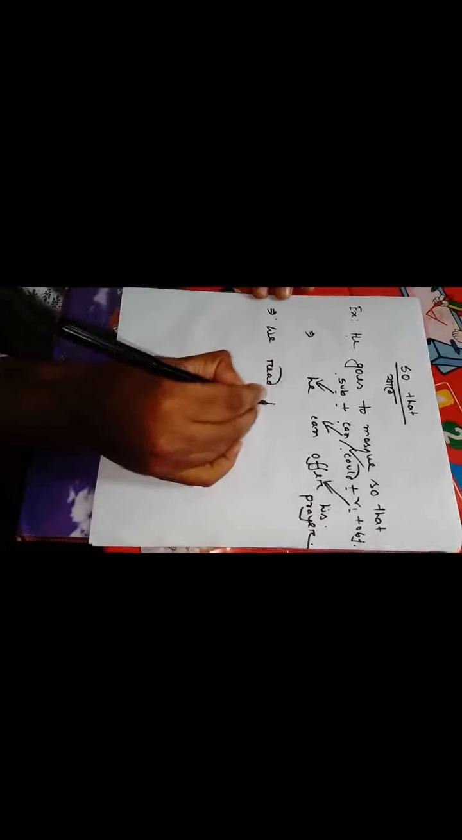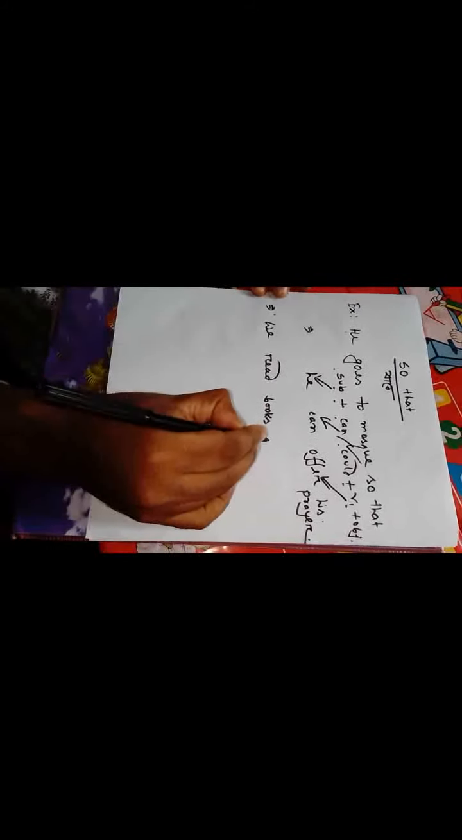Let's see another example. We read books so that. My dear students, we read books. What is the objective of reading books? Actually, we read books to gain knowledge. So we will write down the objective here following this rule.